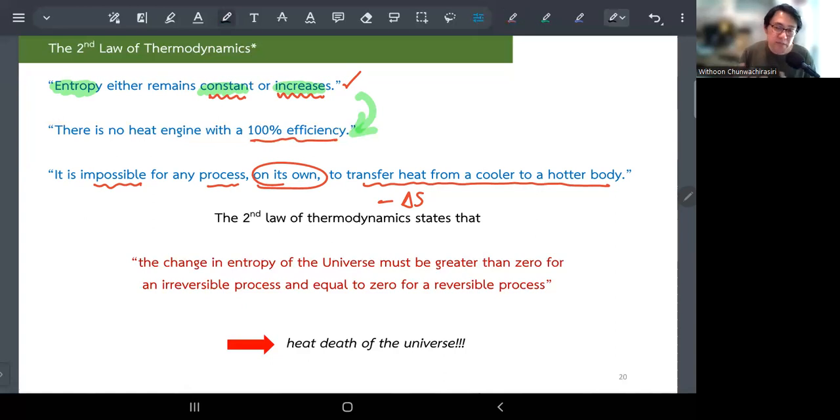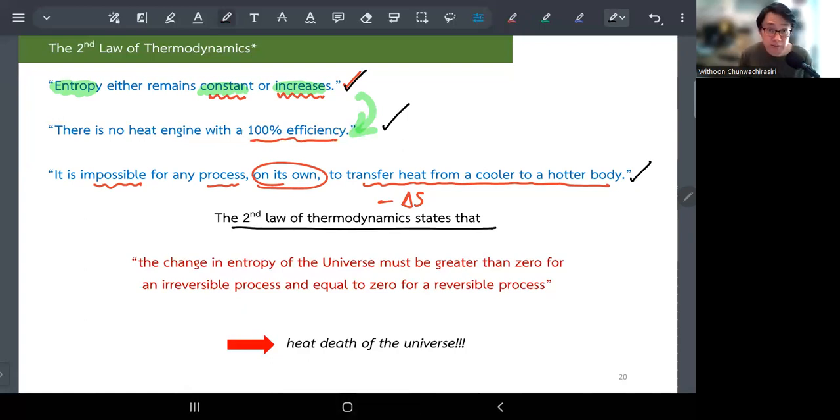I'm just talking to you, and you don't have to worry about this, because you need a lot more time to actually dive into the detail of each of these. But anyway, these three statements over here are just three ways that you can talk about the second law of thermodynamics.